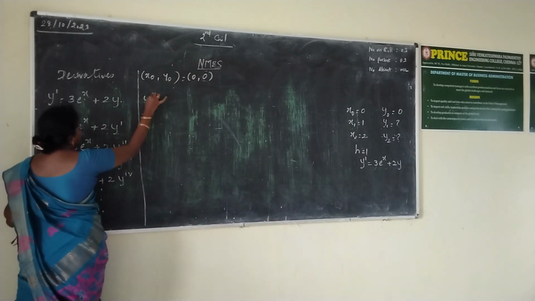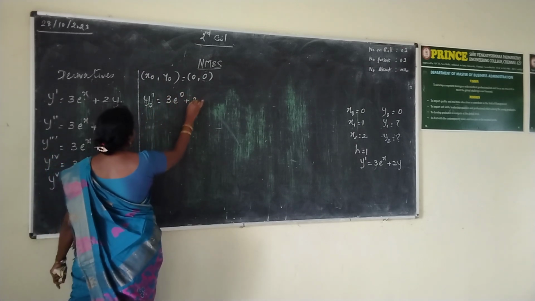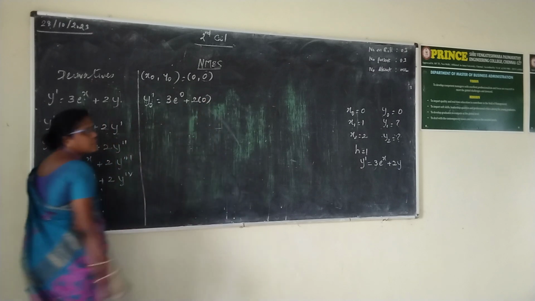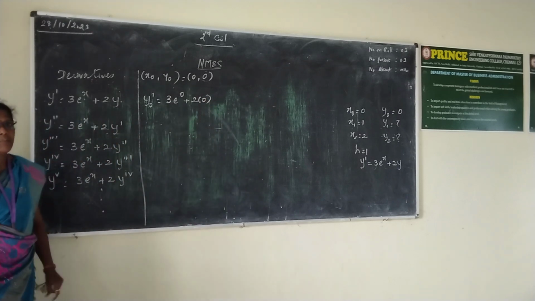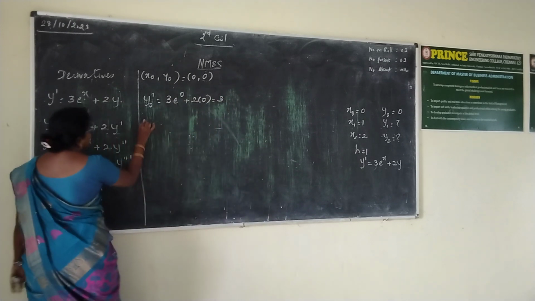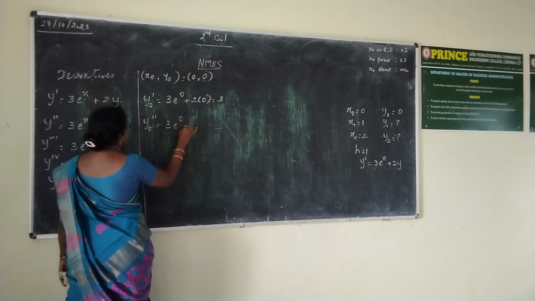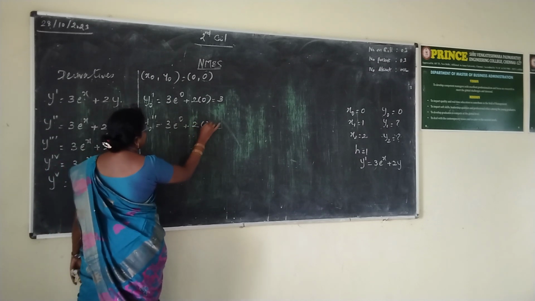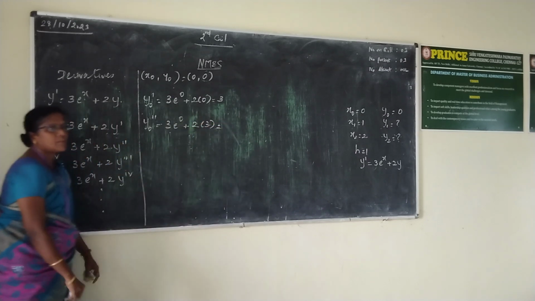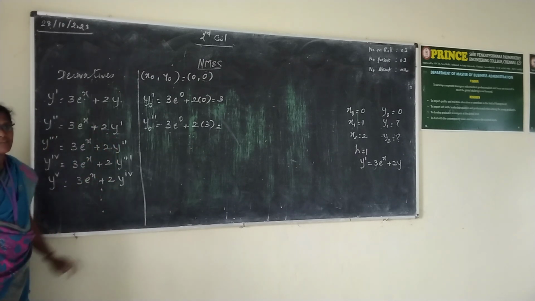So y0 dash equals 3 into e power 0 plus 2 into 0. e power 0 will become 1, so you get the answer as 3. y0 double dash will be equal to 3 into e power 0 plus 2 into 3. This will become y0 dash; y0 dash value is 3.